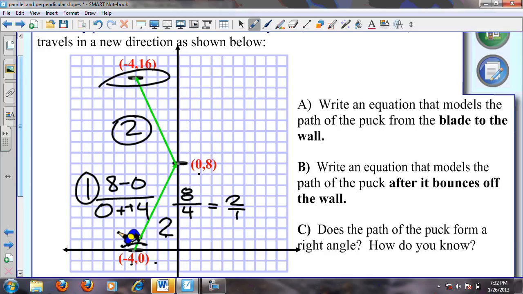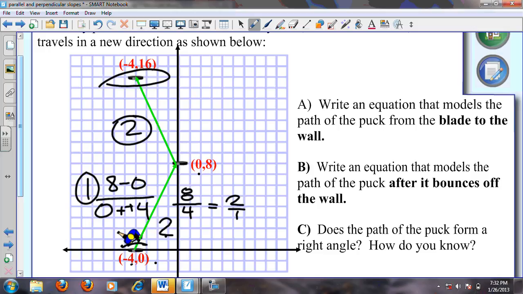Line 2. Let me ask you something. Do I need to write this? It says to write an equation that models this. Do I need to write an equation, or do I just need to find the slopes? I really just need to find the slopes because that's all I'm going to compare.